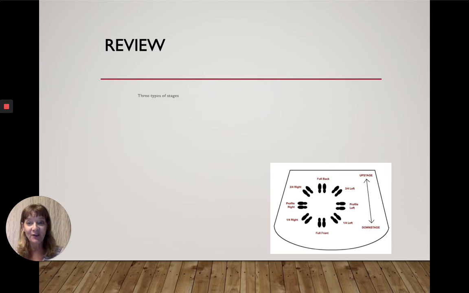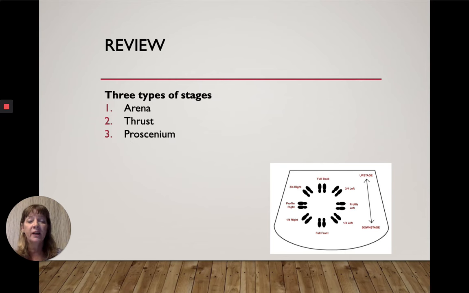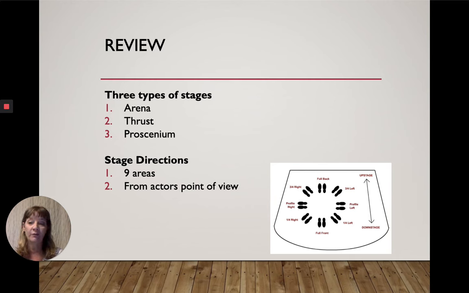Okay, so let's review. There are 3 types of stages. The arena stage, where the audience is on all 4 sides, the thrust stage, where the audience is on 3 sides, and the proscenium, where the audience is on 1 side. We have stage directions. Remember, there are 9 areas, and those 9 areas are based on center, center right, center left, and upstage right and left, and downstage right and left and center. And remember, your stage directions are from the actor's point of view.